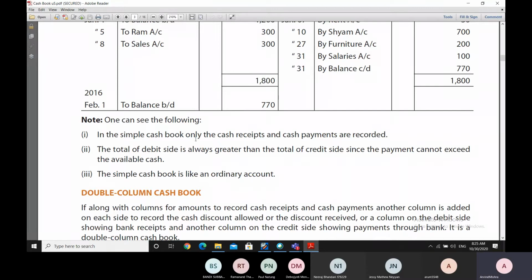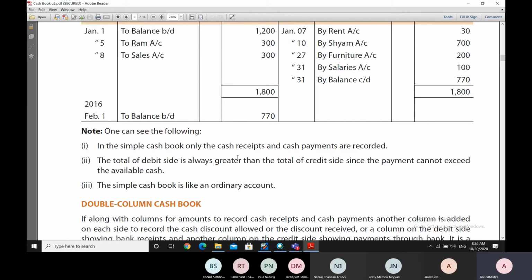So we have seen one thing, that in the simple cash book, we are recording only the cash receipts and the cash payments. We are also seeing here that this cash book is being balanced every month, and the balance is being brought forward to the first of every month. We have also seen that the total of the debit side or the receipt side will always be greater than the total of the credit side, because the payment cannot exceed the available cash.